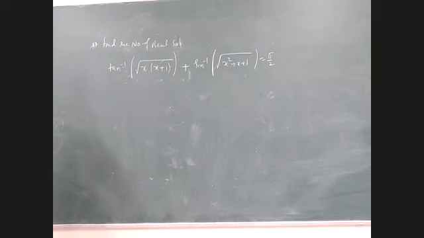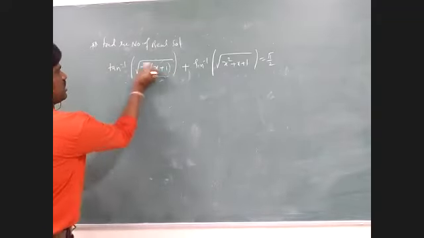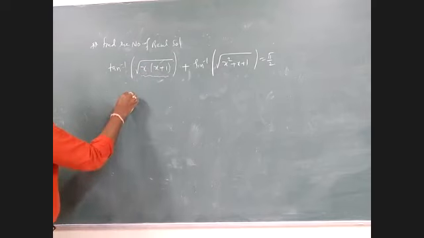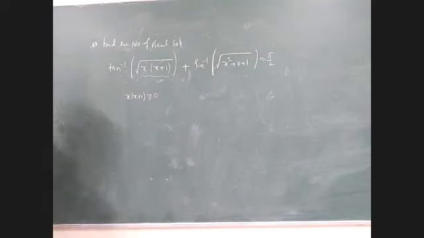So tan inverse of square root of x into x plus 1 plus sine inverse of square root of x square plus x plus 1 is equal to pi by 2. Then what are the real solutions for this? This is the question. See, I'll take this square root of x into x plus 1. This is always greater than or equal to 0, because the square root of any function is greater than or equal to 0.